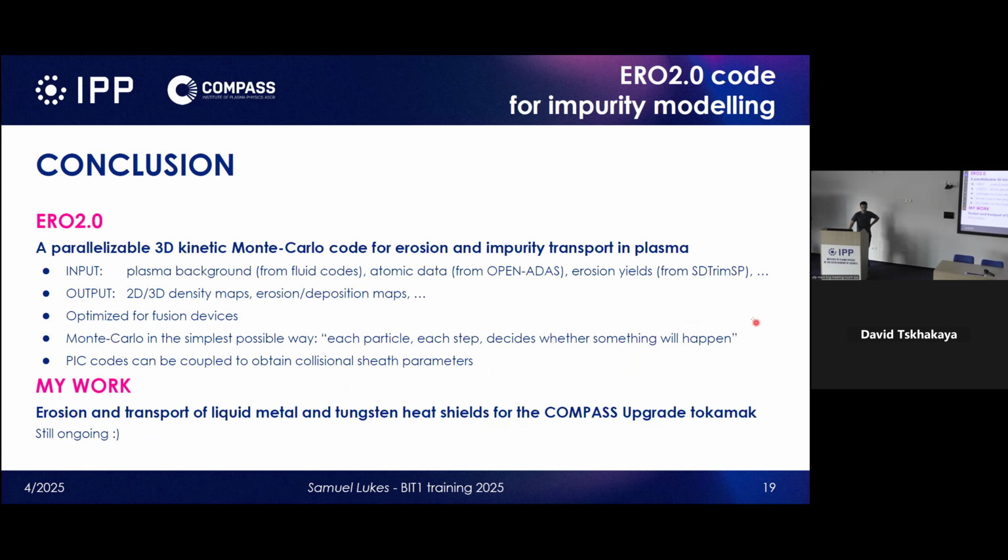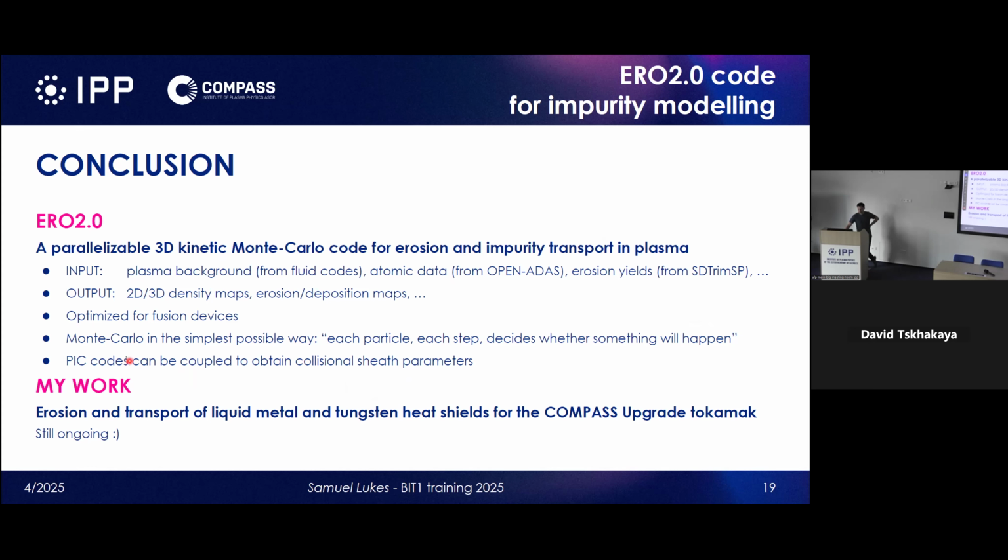Now to the conclusion. So I just showed you what the ERO 2.0 code is. It is a parallelizable 3D Monte Carlo kinetic code used for erosion and impurity transport in plasma. It is optimized for fusion devices. Basically, the Monte Carlo, as I tried to present in those few slides, is implemented, I would say, in the simplest way possible. Each particle, each step decides whether something will happen, which is different to BIT1, where you first calculate how many collisions happened, and then you randomly select the particles as David just presented, if I got it correctly.